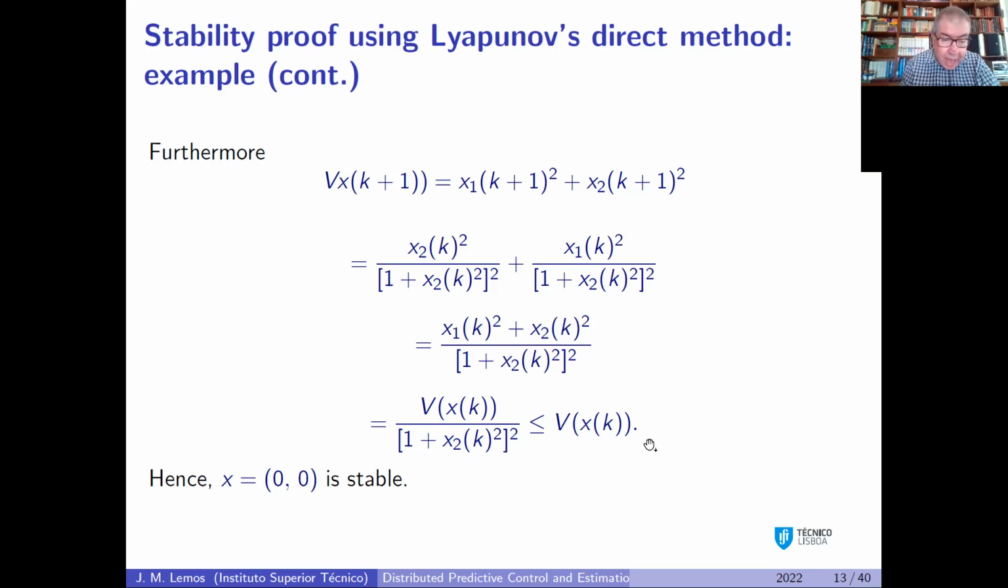So I can conclude that V of x(k+1) is smaller or equal to V of x(k), so the equilibrium (0, 0) is stable.